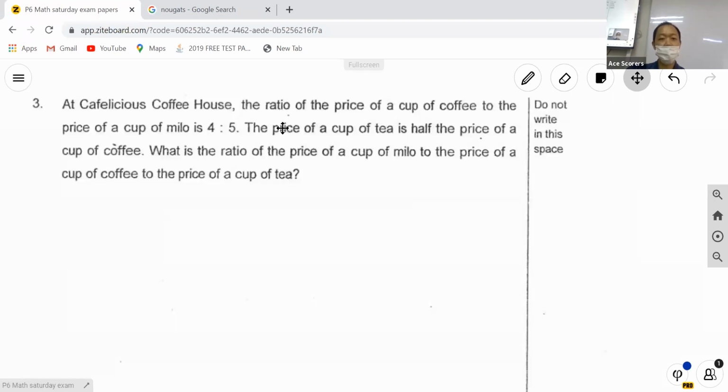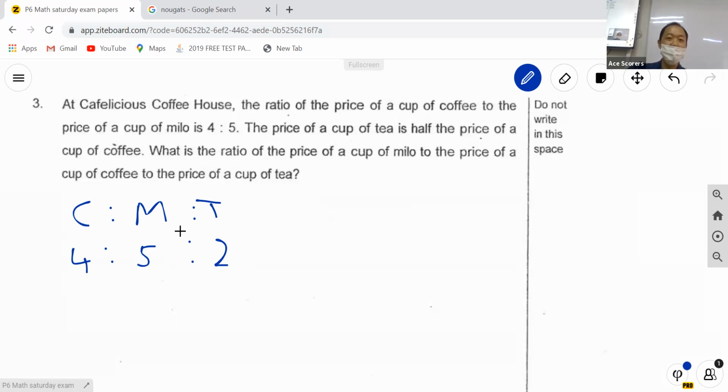The ratio of the price of a cup of coffee to Milo is 4:5. So coffee is to Milo 4:5. The price of a cup of tea is half the price of a coffee. So tea is only 2. What's the ratio of the price of a cup of tea to the price of a cup of coffee?